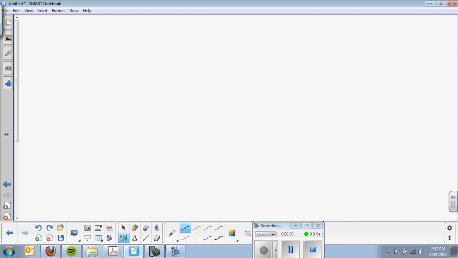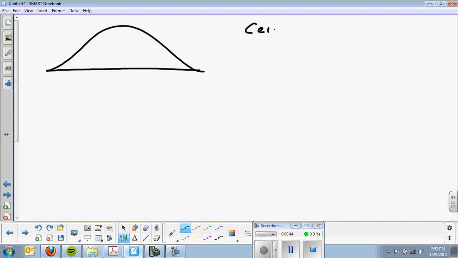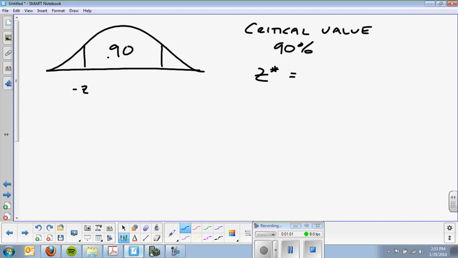Let's say that I have an approximately normal distribution, and I want to know the critical value for 90%. So the middle is 90%, and I want to calculate Z star. Now, there's a negative Z here, and if you know anything about the normal distribution, you know that it's symmetric, so I'll have the same Z score over on this side, but positive. Now I know the whole area is 1. If I subtract the 90% from 1, I'm left with 10%. That's this tail, and that's this tail.